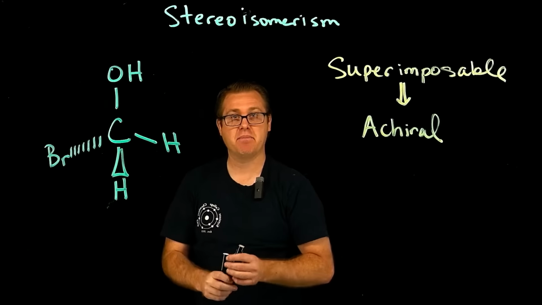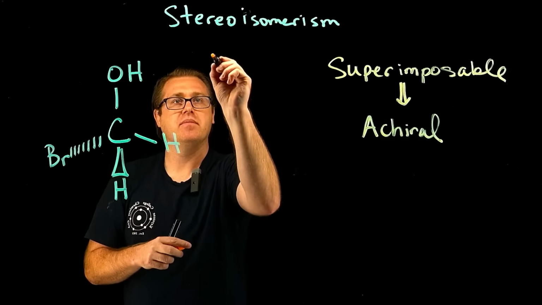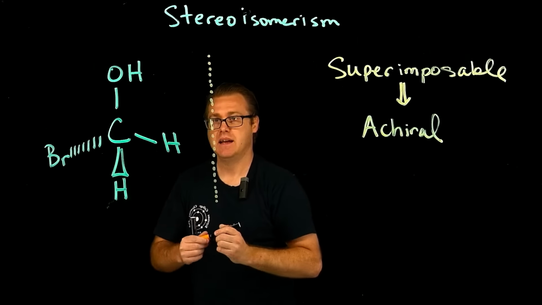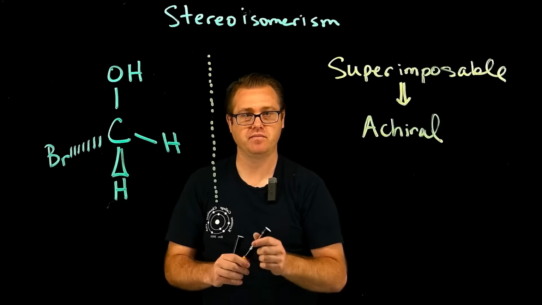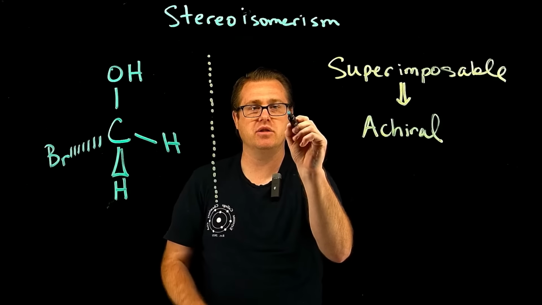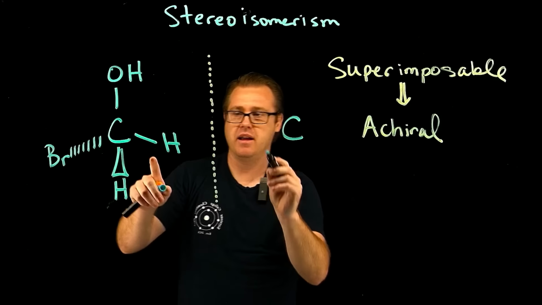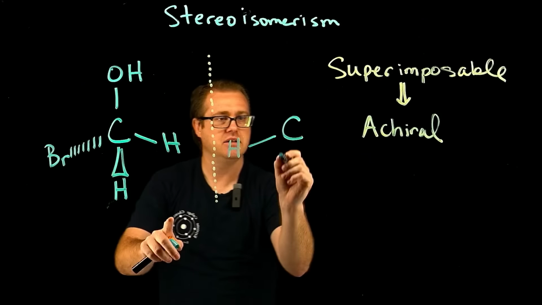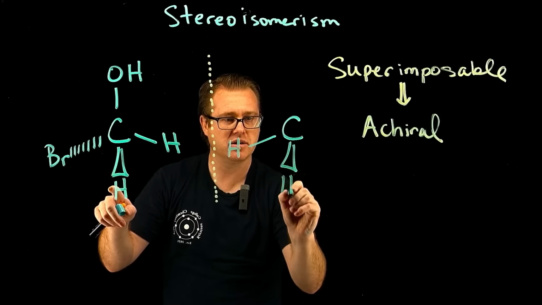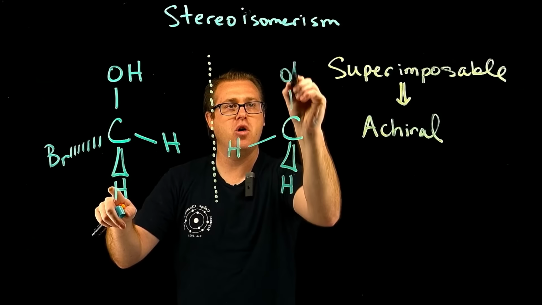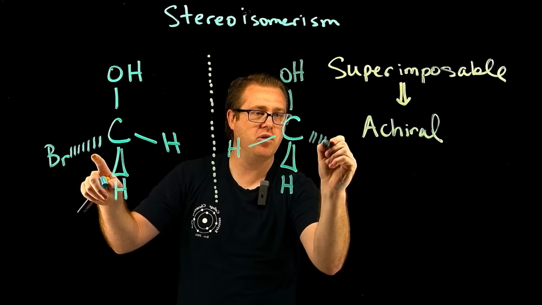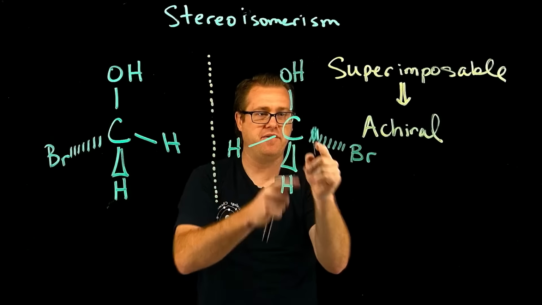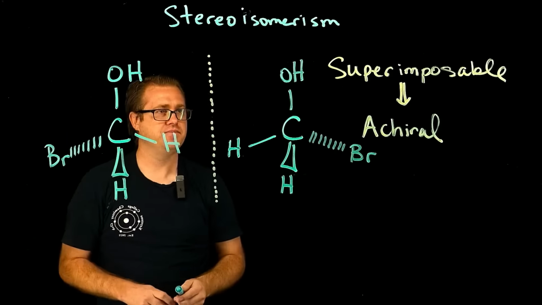So what we do is the same process that I did with that letter A. I pretend there's a mirror. And now I need to do a reflection. So that reflection is going to look like this. That hydrogen's there, so it reflects like that. And then this hydrogen is a wedge. And that's an OH. And then the bromine goes like that. So this is the reflection of that.